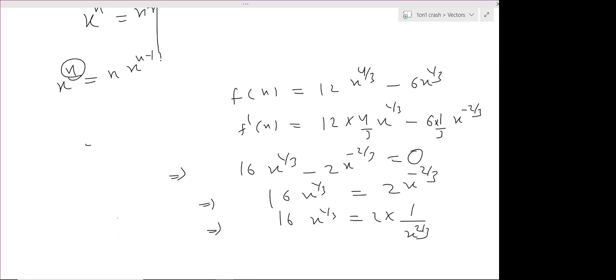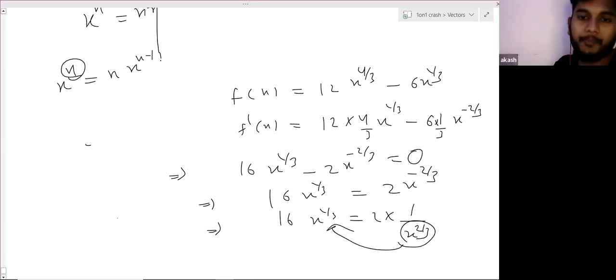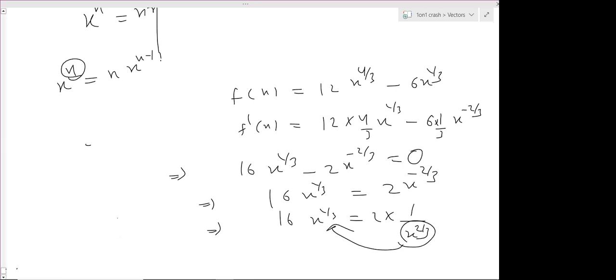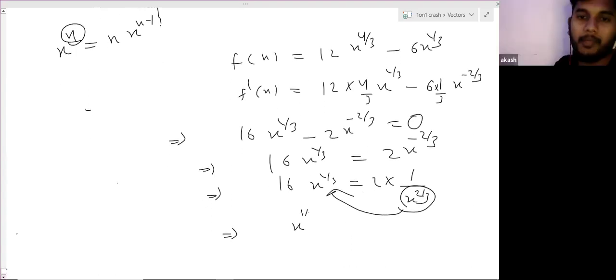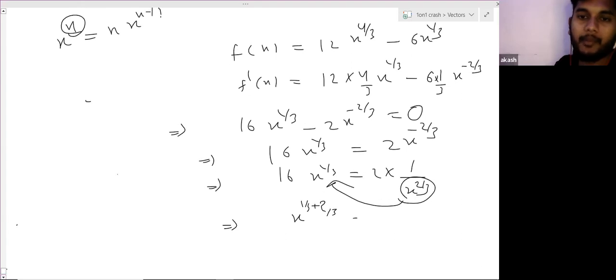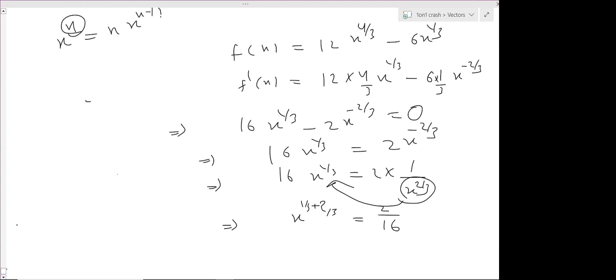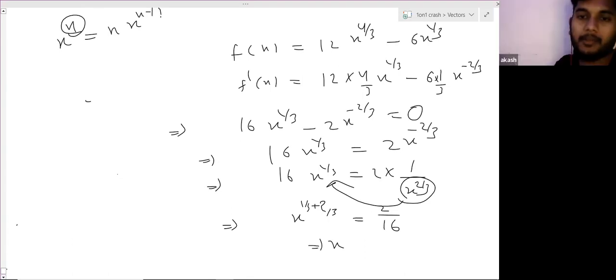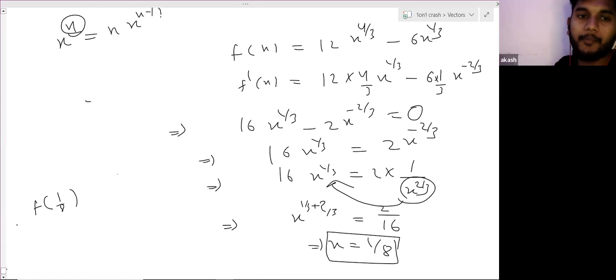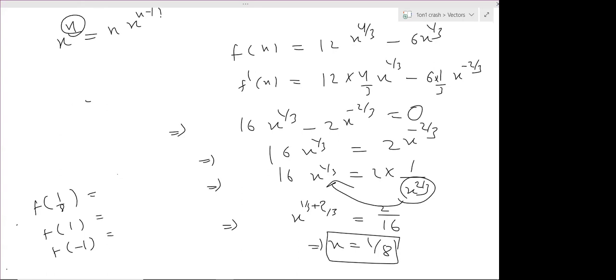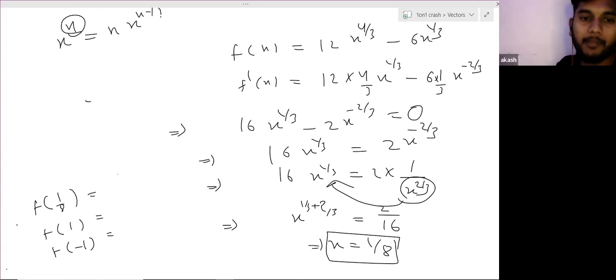So now this thing can be multiplied here. So it becomes x to the power 1 by 3 plus 2 by 3 equals 2 upon 16. So x equals 1 by 8. So now what you have to find? F of 1 by 8, f of 1, f of minus 1. All right. So please tell me the answer, which is maximum and minimum.